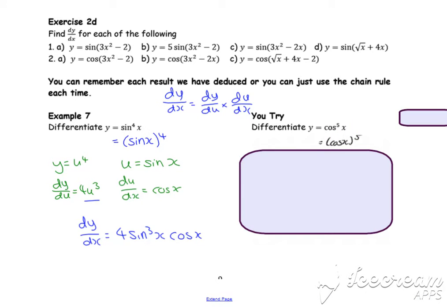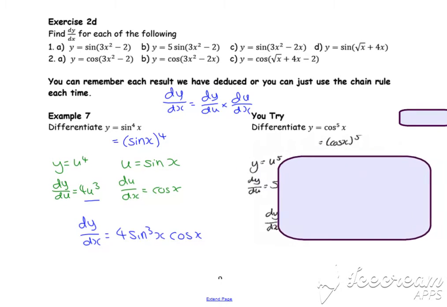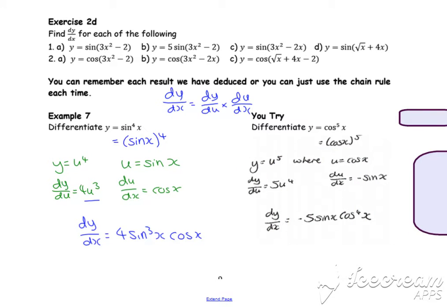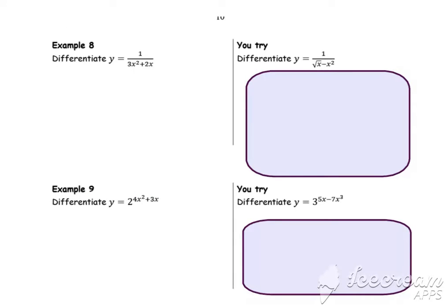Okay, so assuming you've had a go, cos to the power 5x is cos x all to the power 5. And so we get minus 5 sine x cos to the power 4. So here I've written sine x before the cos to the power 4. As I said, it doesn't necessarily matter which way around you do that. Right, let's see if I've got time to fit in the next example as well.